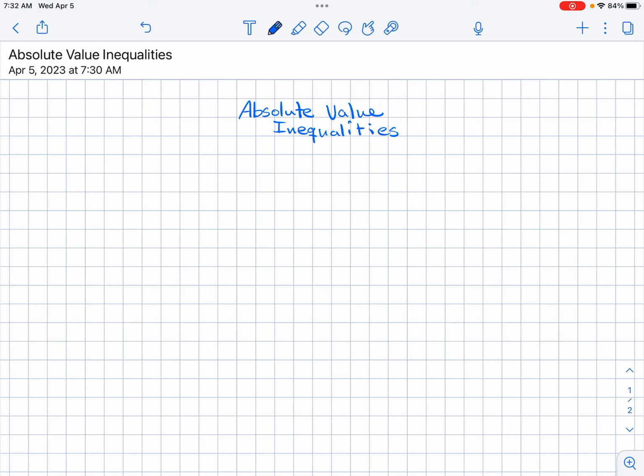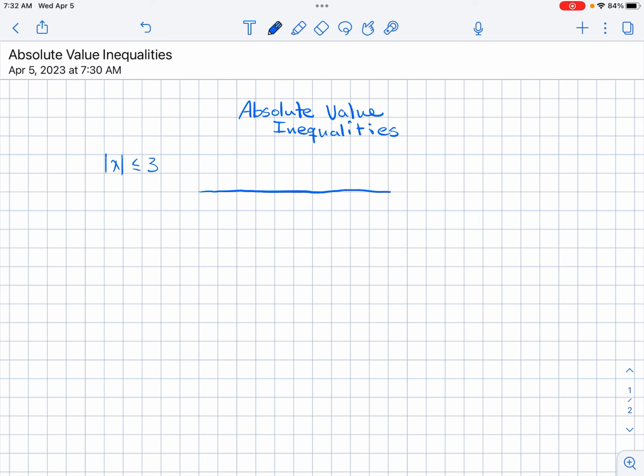Okay, what we're going to look at today are absolute value inequalities. So think about this. Think about if we have the absolute value of x, and let's suppose we're saying this is less than or equal to, let's say, 3. Okay, so this is an absolute value inequality. Now let's see what that looks like.